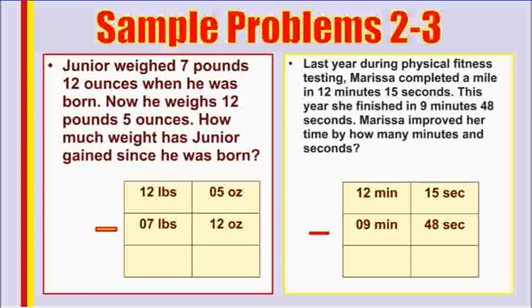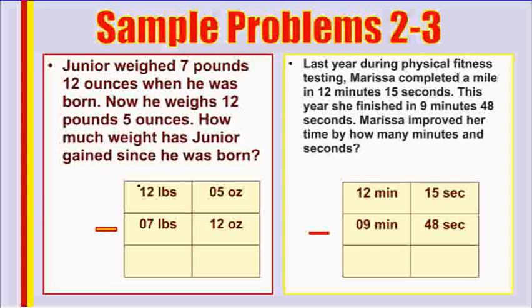Next sample problems 2 and 3. Junior weighed 7 pounds, 12 ounces when he was born. Now he weighs 12 pounds, 5 ounces. How much weight has Junior gained since he was born? So how much did he gain? So right now we're comparing the two, so we're subtracting. So for this one, we need to gain more ounces.